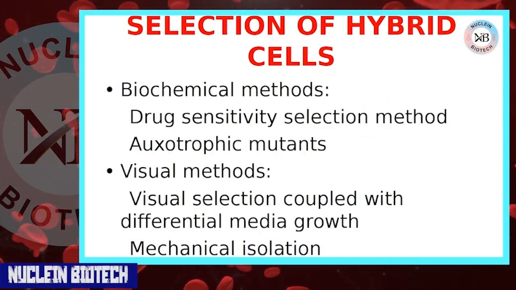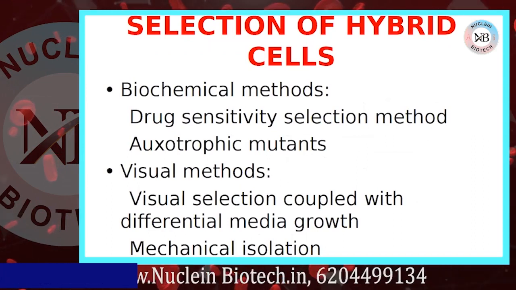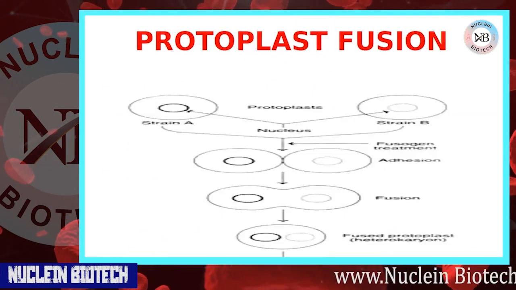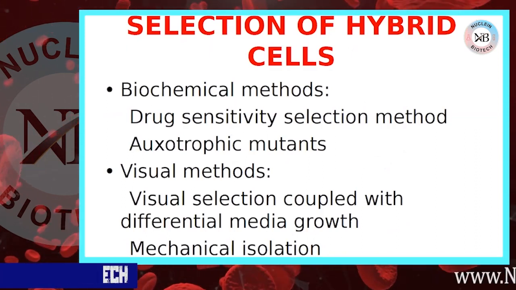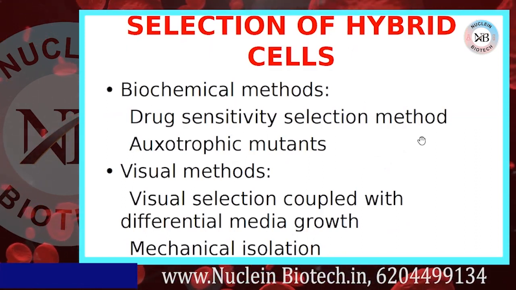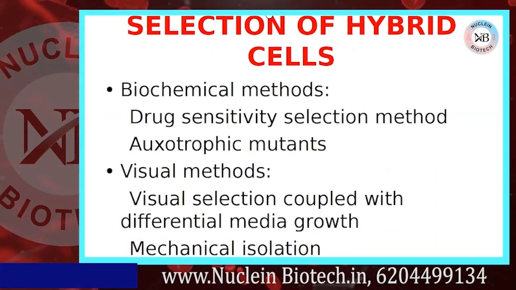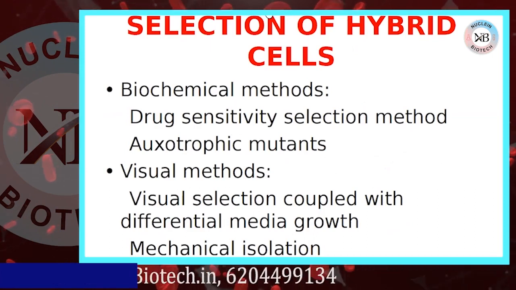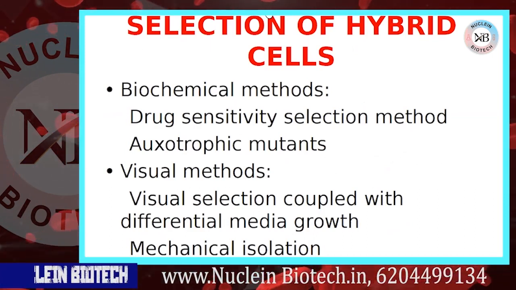After the fusion of protoplasts, we get a solution having three types of cells. One is unfused protoplasts of the two species, second is the product of fusion between two or more protoplasts of the same species, and third is hybrid protoplasts produced by fusion between one or more protoplasts of each of the two species.